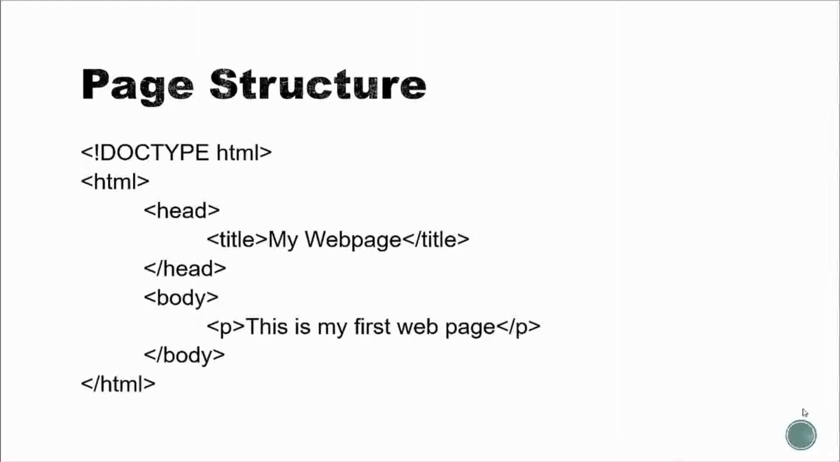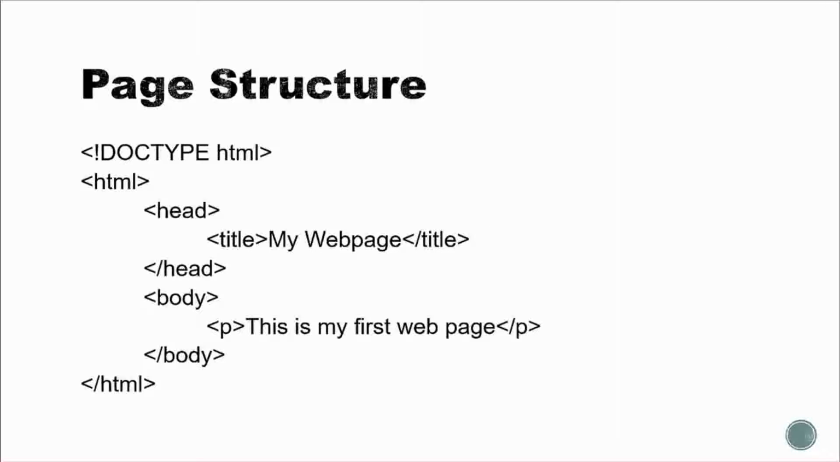So here's an example of an HTML page structure. We have the doctype at the top. The doctype basically declares what version of HTML or XHTML we're using, and I'll get into that in a little bit. And then you can see we have our HTML tags, which wrap the entire document. And then we have two areas. We have a head area and a body area.